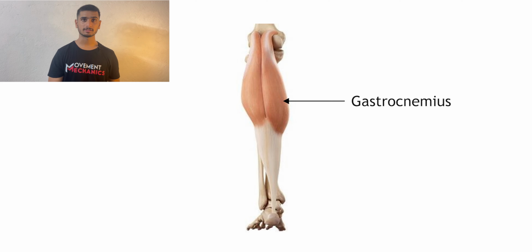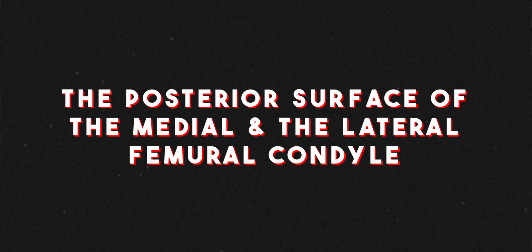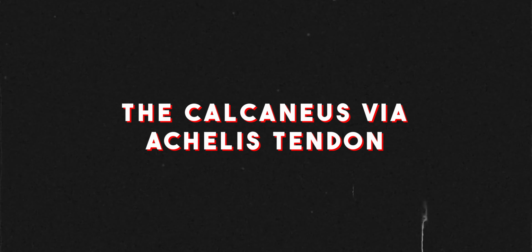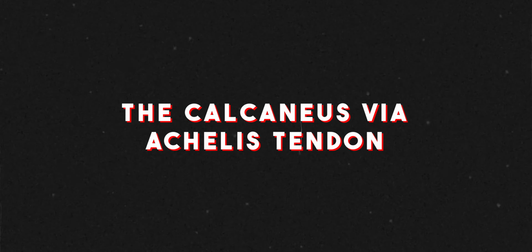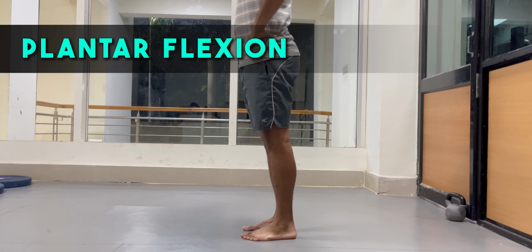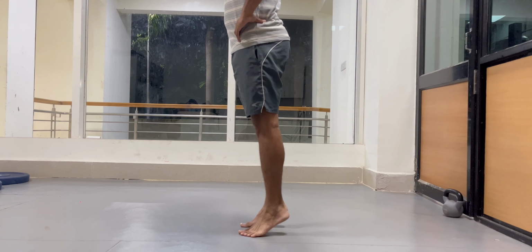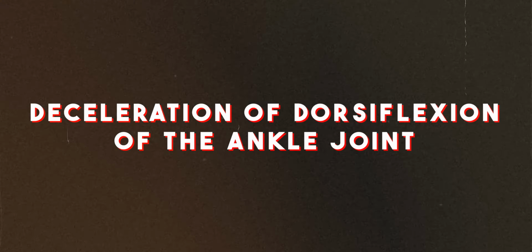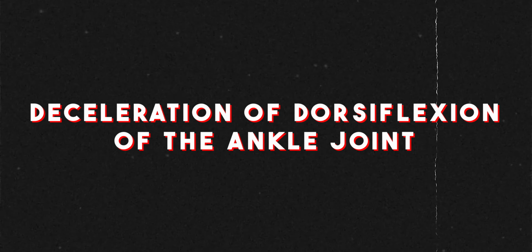When we talk about the calves, they have been divided into two muscle groups, the gastrocnemius and the soleus. The gastrocnemius originates from the posterior surface of the medial and the lateral femoral condyles and it inserts at the calcaneus via the Achilles tendon. When it comes to the muscle action of the gastrocnemius, it does plantar flexion and also it assists in knee flexion. When it comes to the eccentric muscle action, it will decelerate dorsiflexion of the ankle joint.